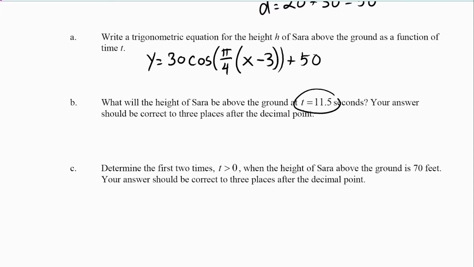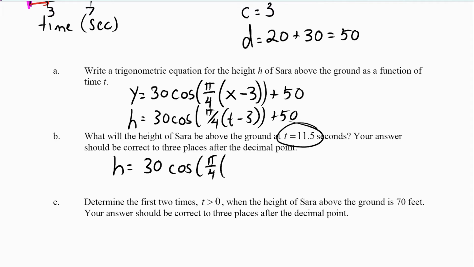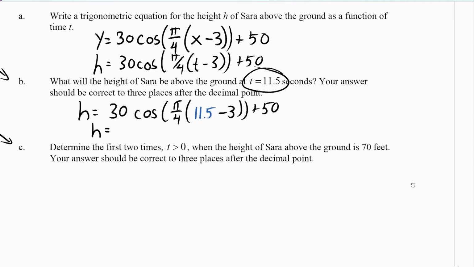So the first one, we're saying t is equal to 11.5. Remember, we can also rewrite this as h is equal to 30 cosine of pi over 4 times, but instead of using x, we can use t. T minus 3, close the parentheses twice, plus 50. So here we'll place the t into this problem. So h is equal to 30 cosine of pi over 4, and then place in that value 11.5 minus 3, plus 50. Now I'm not going to calculate this just yet. I'm going to plug all these things into my calculator and do part B and part C at the same time.